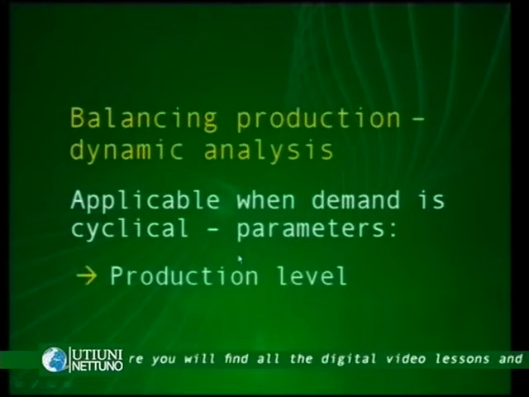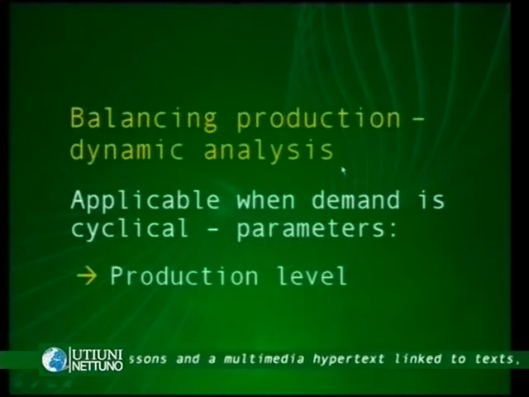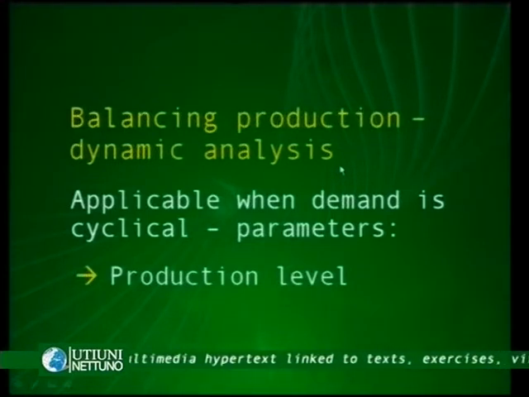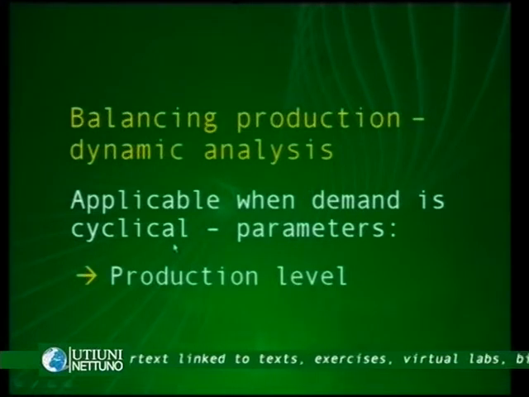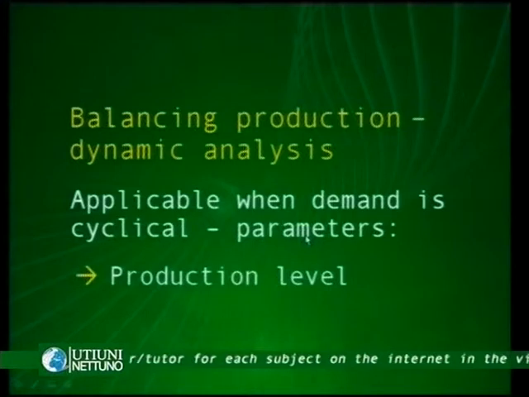So the idea of balance is crucial, as we were saying. So balancing production and the dynamic analysis. Dynamic analysis is applicable when demand is cyclical, and we could consider some parameters. So if demand is cyclical, we've seen already that we assume that demand has its own cycles, and we are able to predict or detect these kind of cycles. So in such a hypothesis, what are the parameters that we should take into consideration?